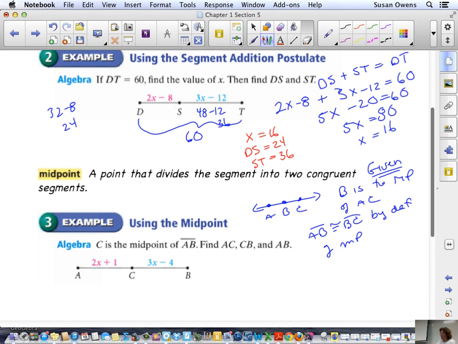I cannot go right to the distances between A and B and B and C are equal. Now, I can get there because I can use definition of congruence, but that would be 2 steps. First using definition of midpoint, then using definition of congruence.